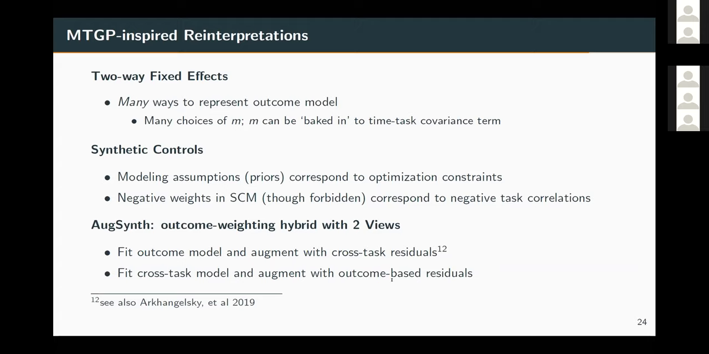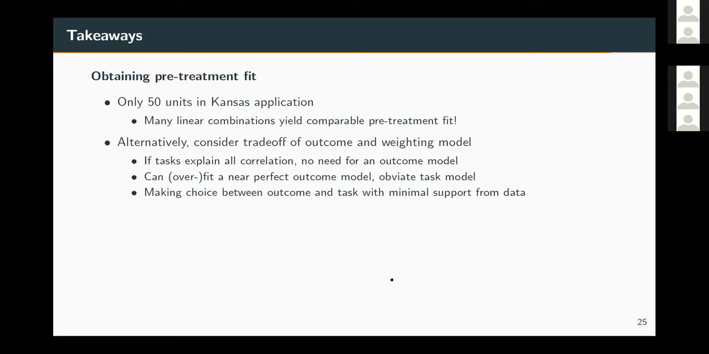And the result is that you're often going to get a very similar fit, but it might be beneficial in some cases to use one or another of these based on what assumptions you want to make about the time series or about the relationship of tasks. So that brings me to the big picture takeaways. Obtaining pre-treatment fit is surprising: you don't get perfect fit, but you get very nice fit for both of the canonical examples at the very least, the Kansas tax cut example and the California example.